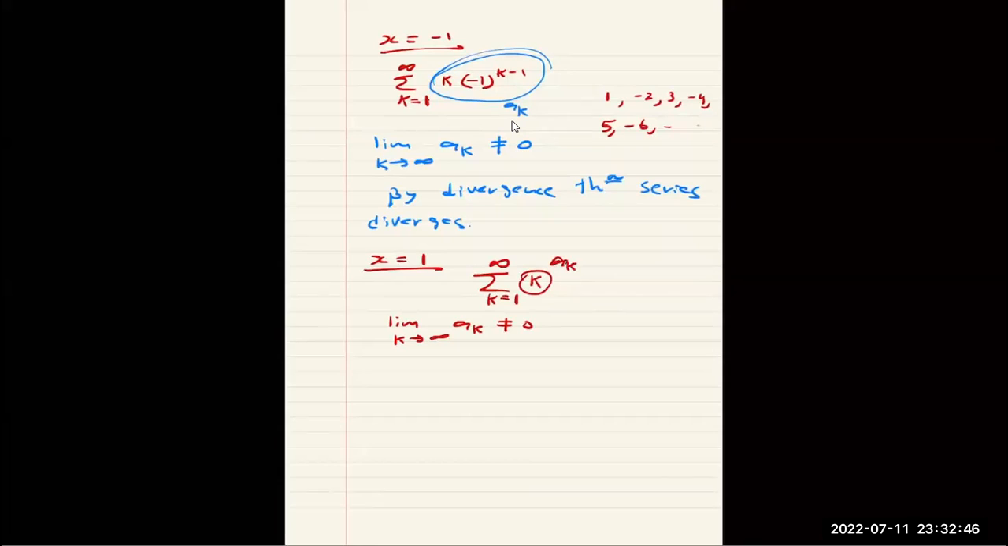That's clear, because as k approaches infinity, this k approaches infinity. It's not approaching 0. So by the divergence theorem, the series diverges. Okay, so the interval of convergence of the new series is minus 1, 1. That completes that example.